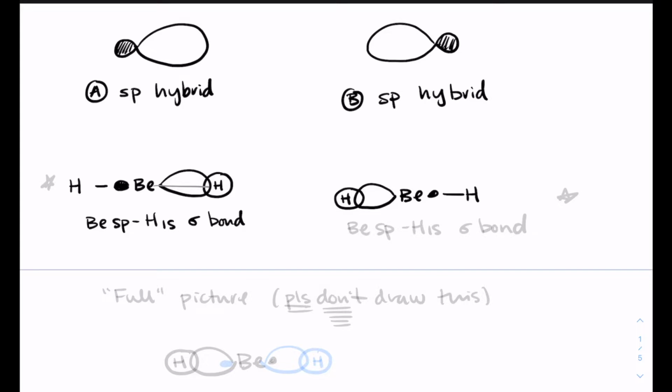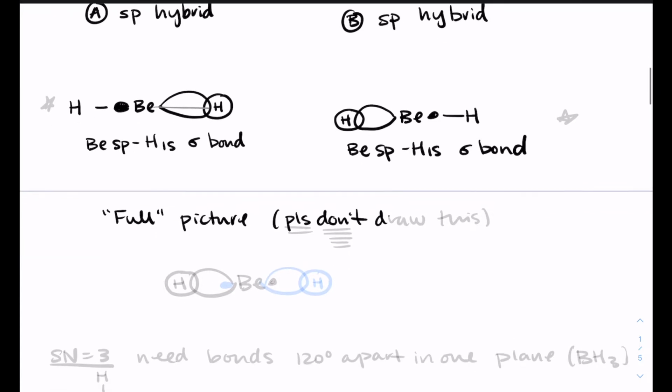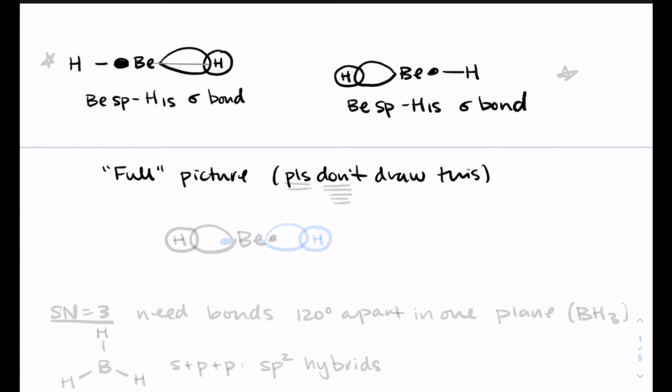So if I were to put this all in one full picture, my beryllium, in the black ink, I have the large lobe of my sp hybrid orbital that overlaps with hydrogen 1s on the left. In blue, I've got my big lobe of the sp hybrid on beryllium overlapping with the hydrogen 1s. You can see that it gives you 180-degree bond angles. But also, because all of these orbitals center on beryllium, it's really hard to show the full orbital.